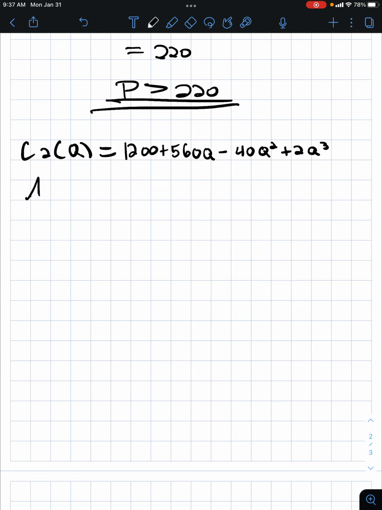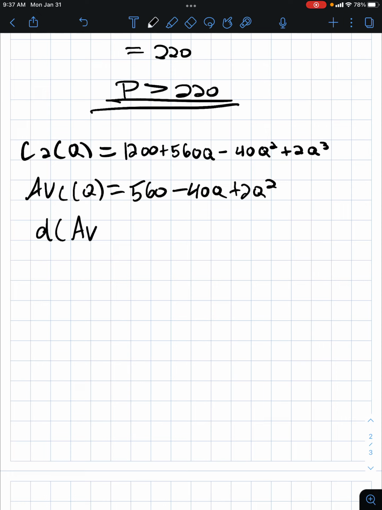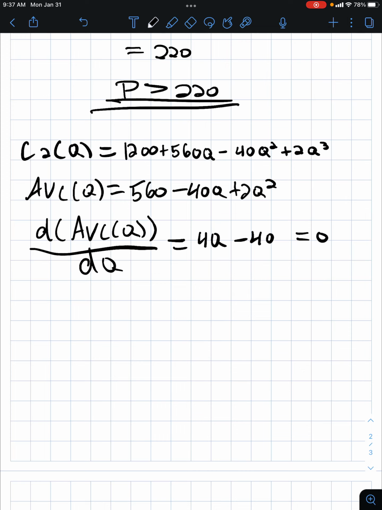Now same steps. We first find out average variable cost of Q, which again is just C2 of Q divided by Q, which gives us 560 minus 40Q plus 2Q squared. Now we find the cost minimization of average variable cost, which is the derivative of average variable cost. So this is equal to 4Q minus 40. This is equal to 0. So 4Q is equal to 40. Q is equal to 10.